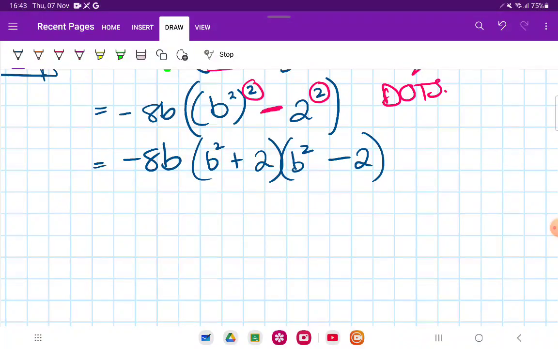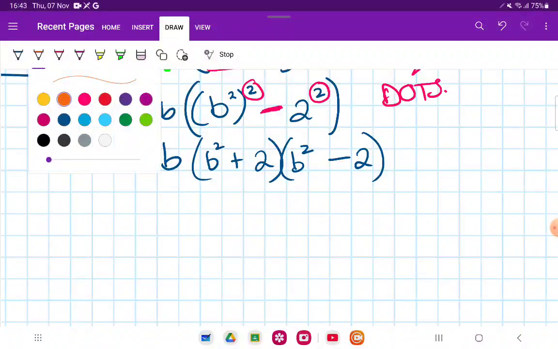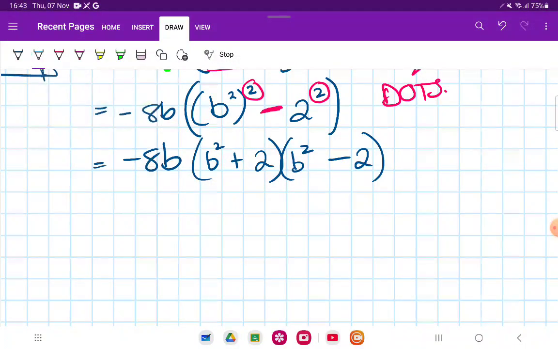Am I done yet? Very good question. Did you check? Okay, that is a positive sign, so I'm done with that one. That is a negative sign. Okay, do I have dots? Question mark. I have difference.